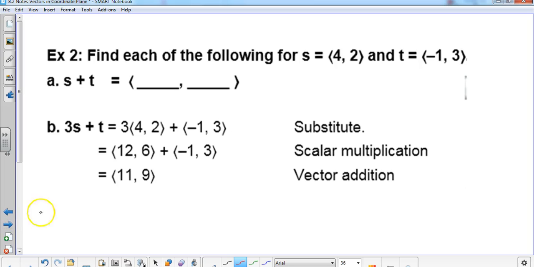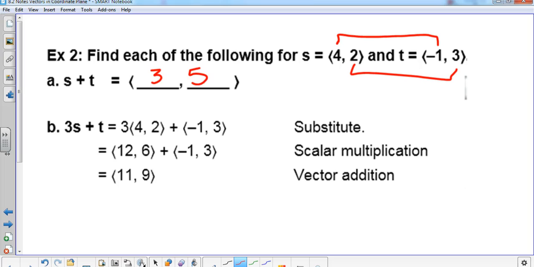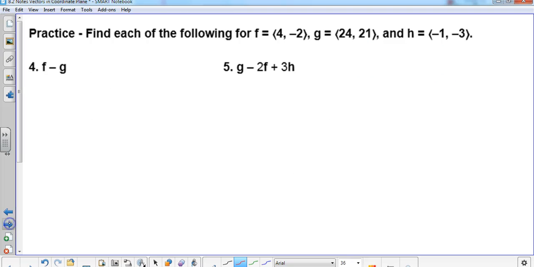They spend a lot of time on this in your book and assign a bunch of questions. I didn't assign very many because this is very basic. You just add the x's and add the y's. So s plus t would be what? Positive 3, 5. Yep, you're just adding. Here's an example with a scalar. They did 3 times s and got this, and then they added t and came up with this vector.